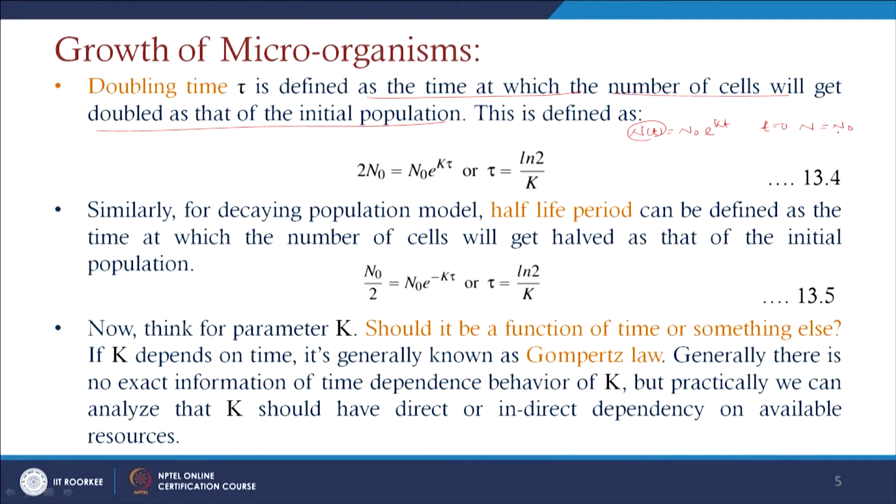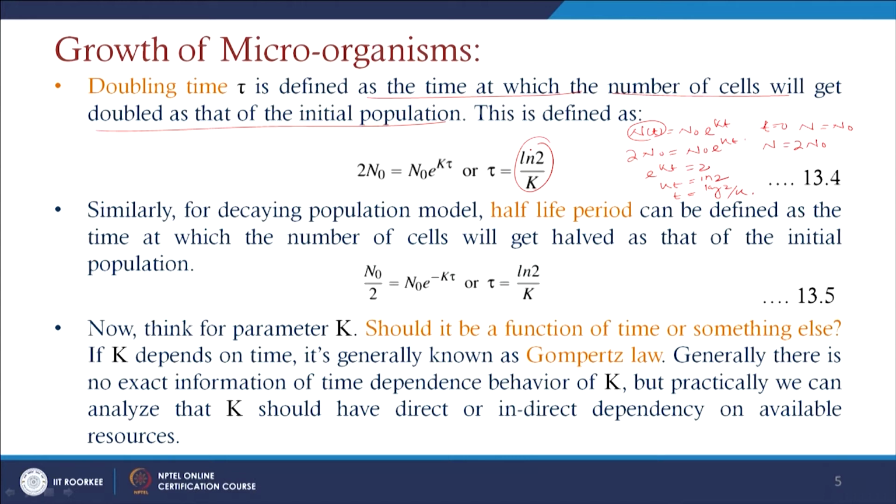For that, if we consider n equals 2n0 at a level, then we can directly replace n of t with 2n0. This is nothing but n0 e to the power kt, and finally n0 will cancel out. So, e to the power kt equals 2, and then kt equals ln2, and t, if we want to calculate, is ln2 by k there, which is the final solution here.